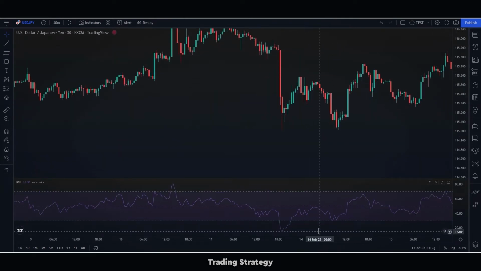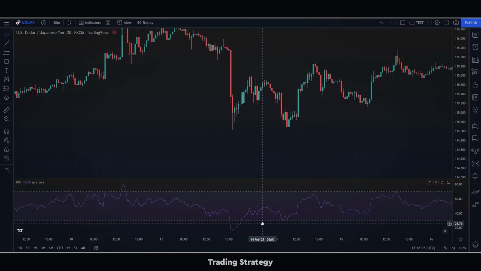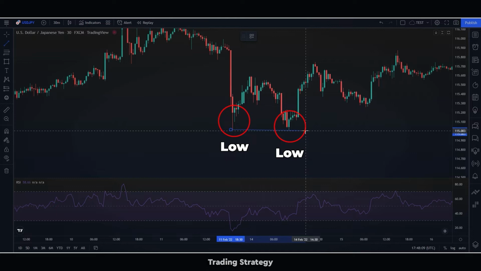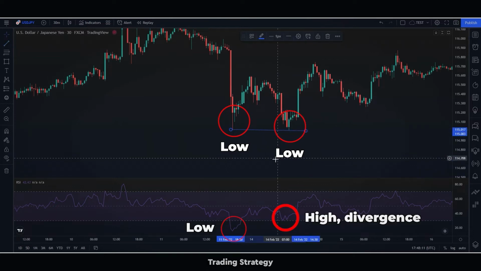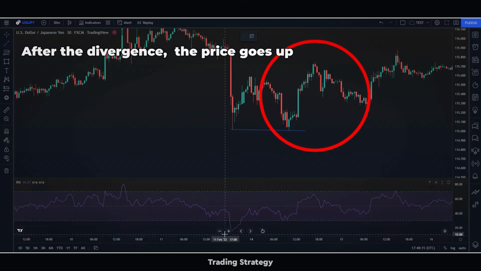The same could be seen in a downtrend. For example, on the chart there are lower and lower lows, but on the RSI they are getting higher, and that's when we have a divergence, and the price is likely to start rising. For this video, we will use these divergences to execute trades.